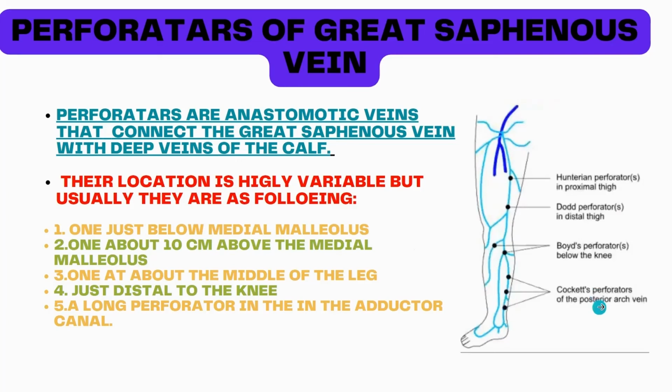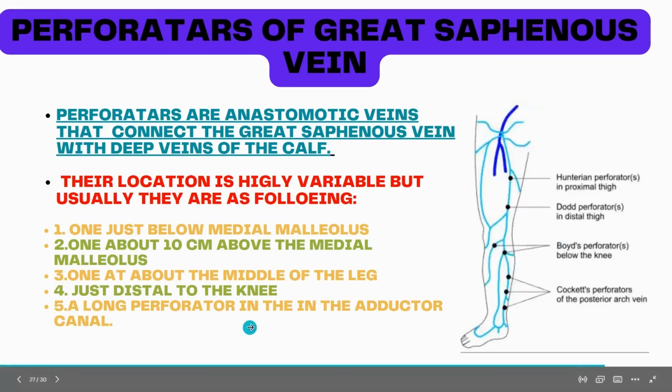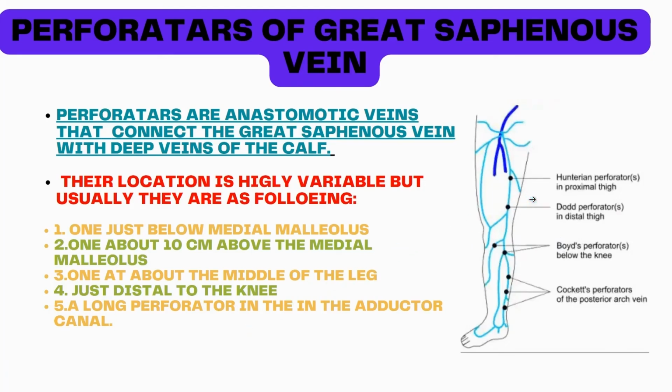So they are given different names. Here, Cockett's perforator of the posterior arch vein. I will explain it later. One is about the middle of the leg. This is the third perforator. The fourth one is just distal to the knee. Sometimes this is given the name White's perforator. And a long perforator in the adductor canal, which is sometimes named Hunterian perforator. So these are perforators that connect our superficial vein, that is the great saphenous vein, with the deep veins in our lower limb.